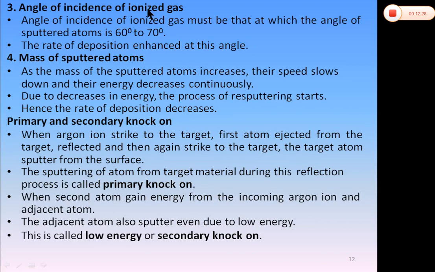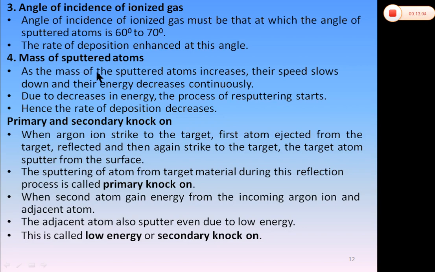Angle of incidence of ionized gas. Angle of incidence is directly attached with the sputtering mechanism. It is directly close to the sputtering. The angle of incidence should be between 60 to 70 degrees, not Celsius, only degrees. If it is 90, it cannot cause sputtering. If it is less, 60 to 70, then the same. Right? Rate of deposition is enhanced at this angle.